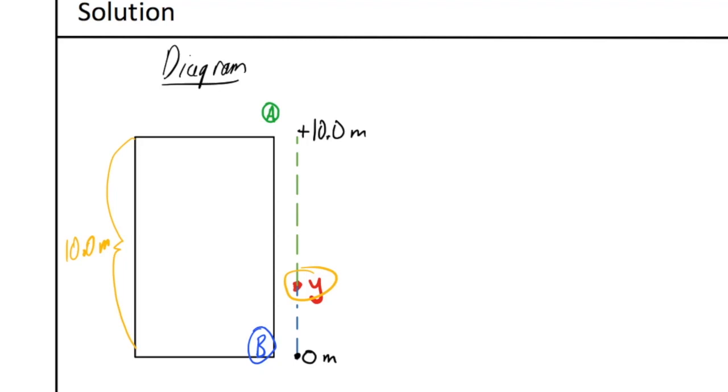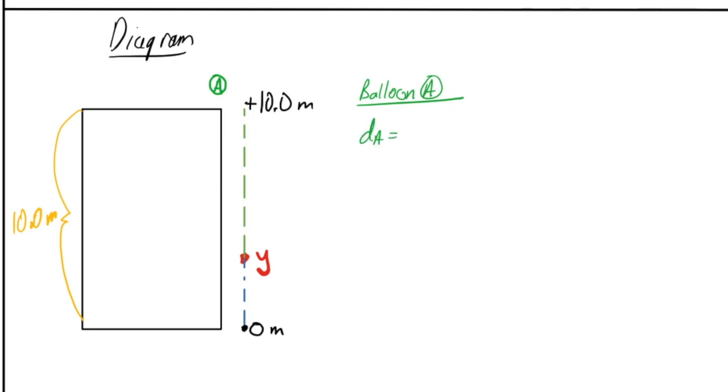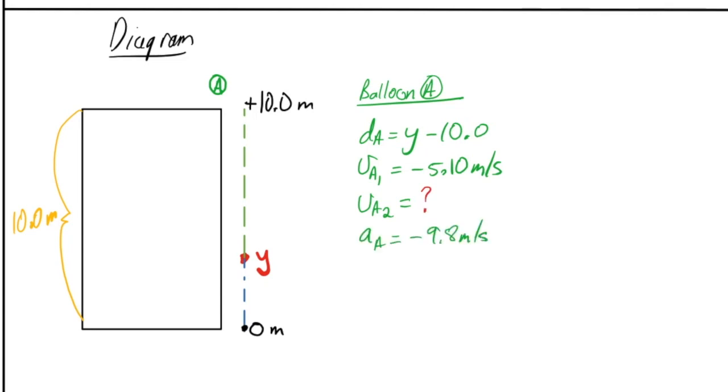Again, now that we've got this, I'm going to list my given information on the diagram as I've done before. So for balloon A, the displacement of A is going to be the final position, which is y, minus the initial position, which is 10. The VA1, there we go, is equal to negative 5.10 meters per second. And I suppose technically I should probably put the 0.0 up there. The VA2 is unknown. The acceleration of section A is negative 9.8 meters per second squared. And the time is just t.